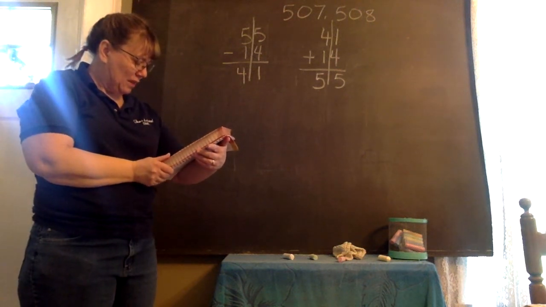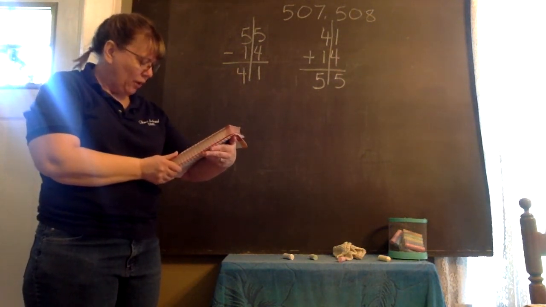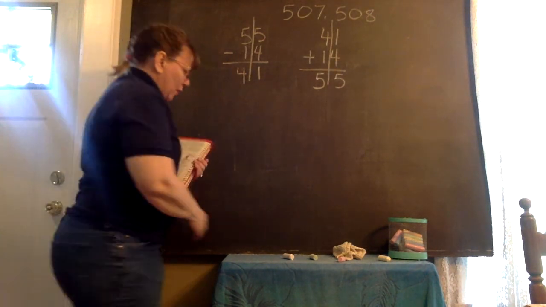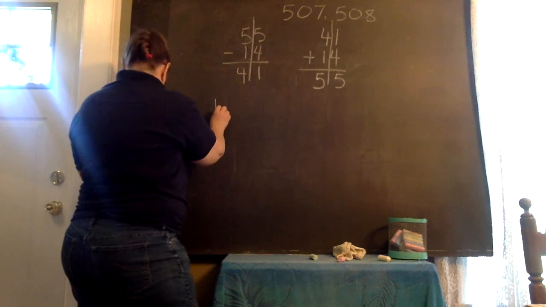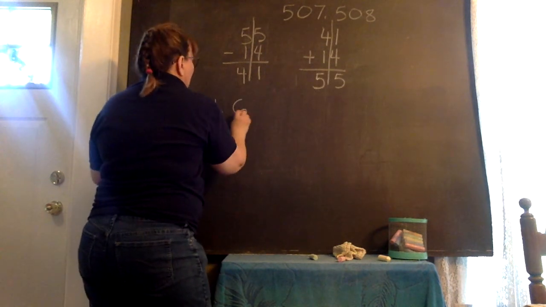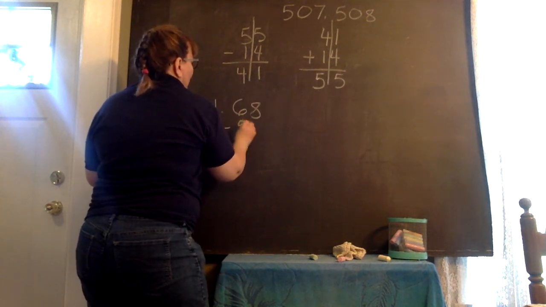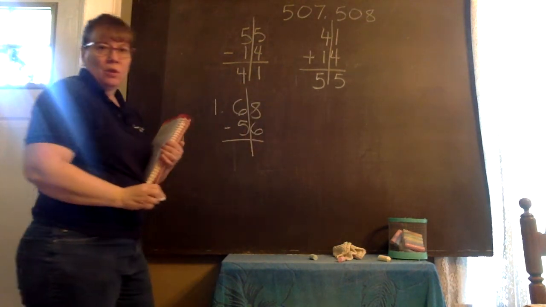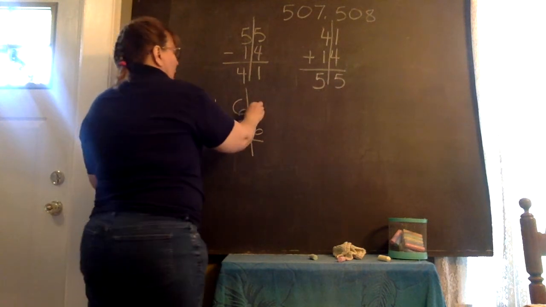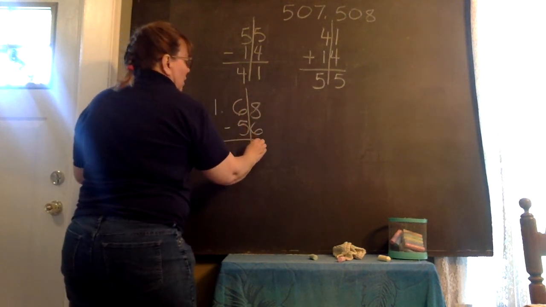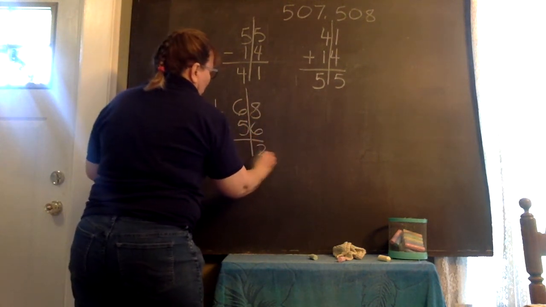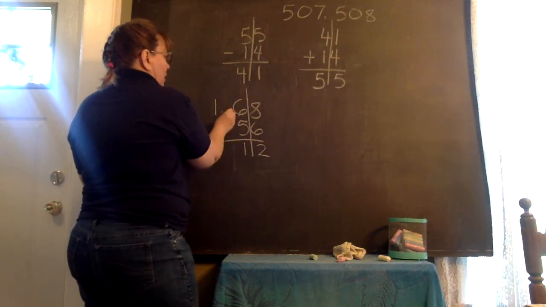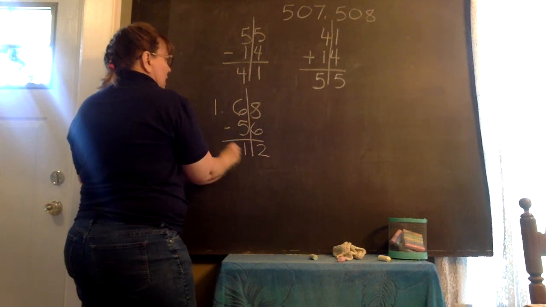All right, we're going to do 1 and 2 together. Number 1, they did it for you for practice, but let's go over it. Number 1 is 68 minus 56. I'm going to draw that line to help me remember to start with my ones. 8 minus 6 is 2. 6 tenths minus 5 tenths is 1 tenth. So 68 minus 56 is 12.